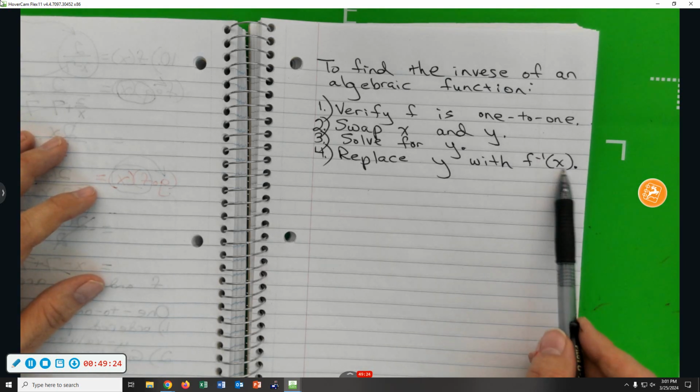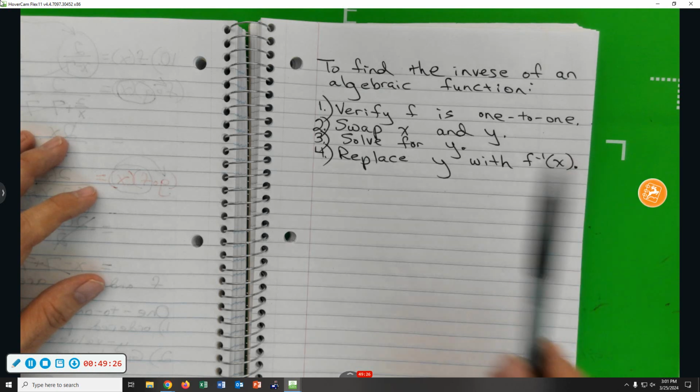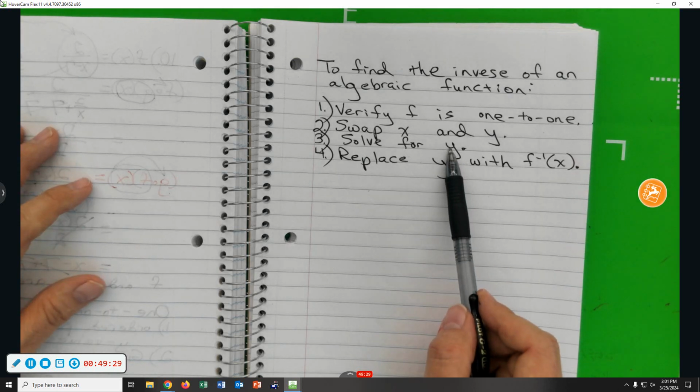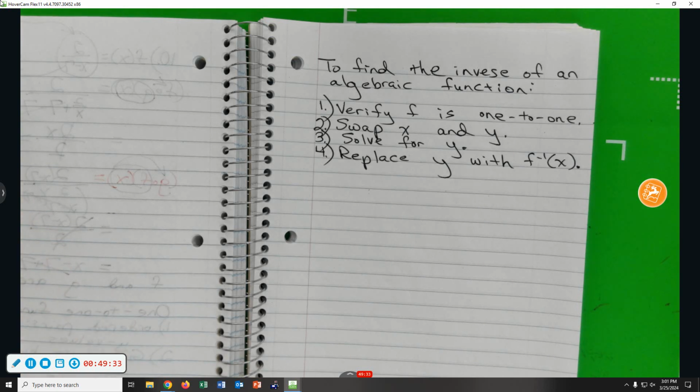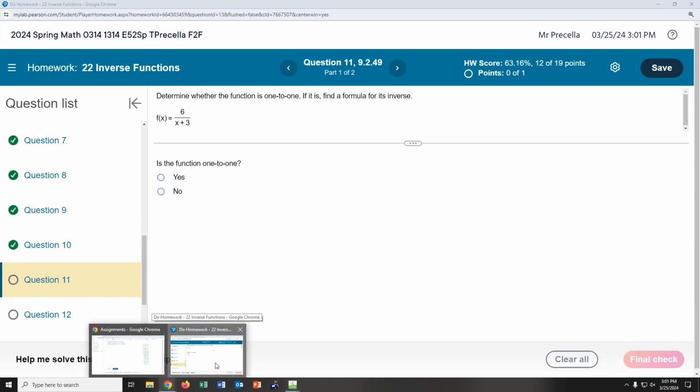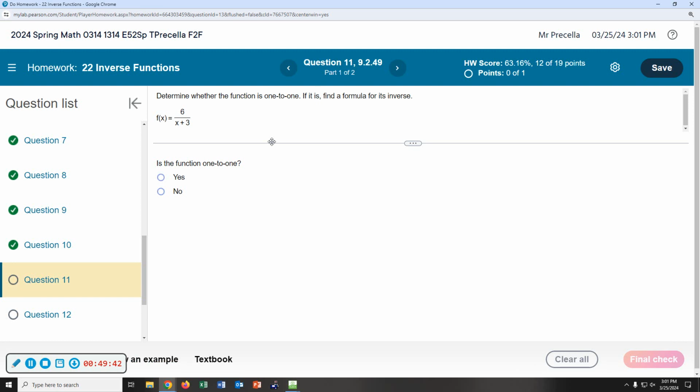They'll type f inverse of x equals, and so the thing you got on the other side when you solve for y, that'll be the answer you're looking for. This is a pretty short process. It's not a cut point process or solving square root equations process. So here we are, number 11.